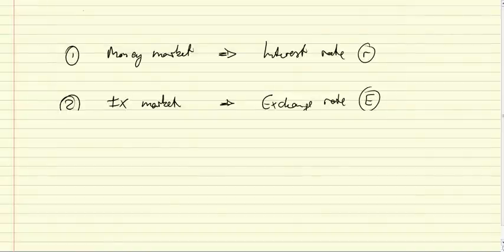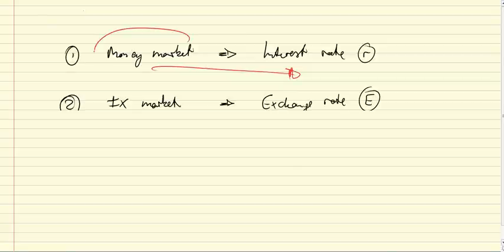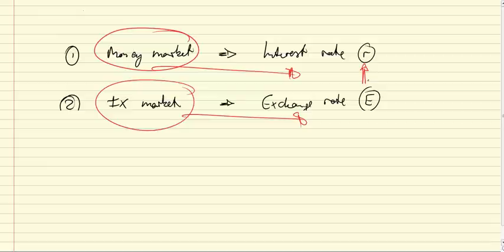So in this clip, we'll talk about the codetermination of the interest rate and the exchange rate. The interest rate is determined in the money market and the exchange rate is determined in the foreign exchange market. We'll consider how these two interact. Let's jump right into it and very briefly review both of these markets.